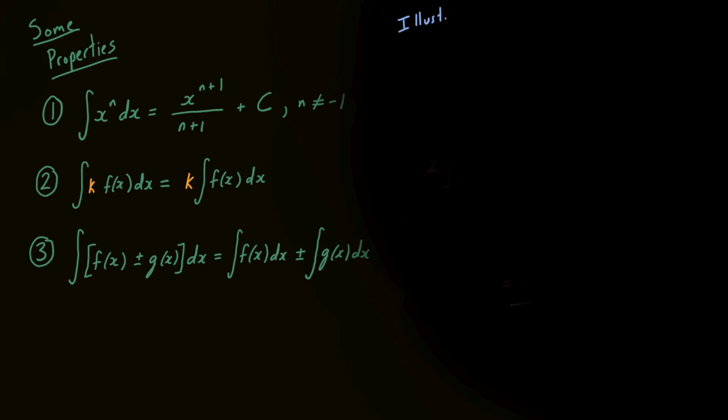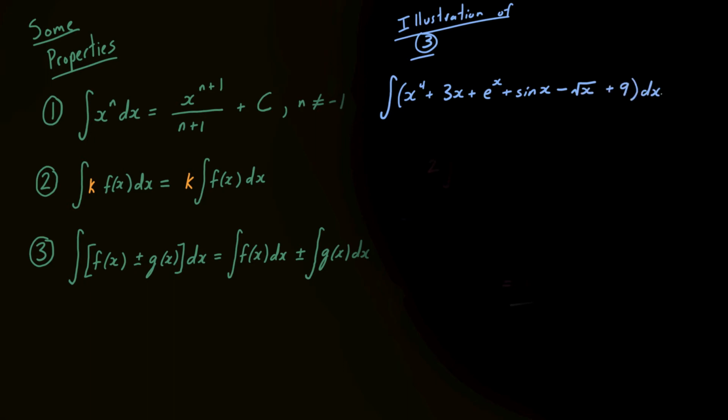And finally, to illustrate number 3, suppose I want to integrate this. Let's start it off with an x to the 4th, then we have a 3x, and to that we're going to add an e to the x, and to that we're going to add a sine x, and to that we'll subtract a root x, and cap it off with a 9. Number 3 says that I can do the integration piece by piece. For the first piece, I can apply the power rule. For the second piece, the trick is to rewrite the x as x to the first and apply the power rule again. The 3 comes along for the ride since it's just a constant.